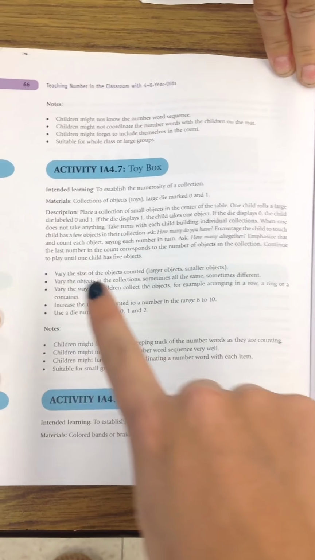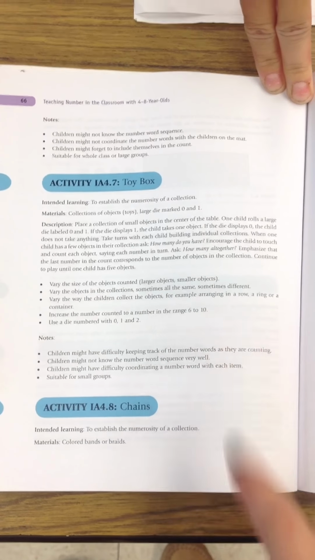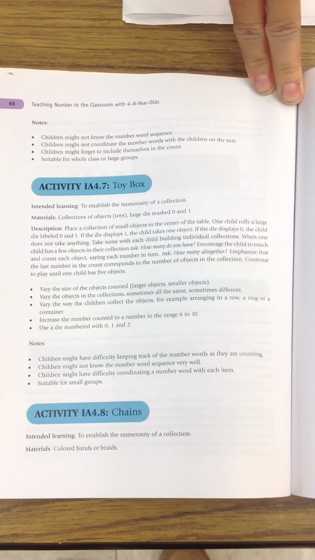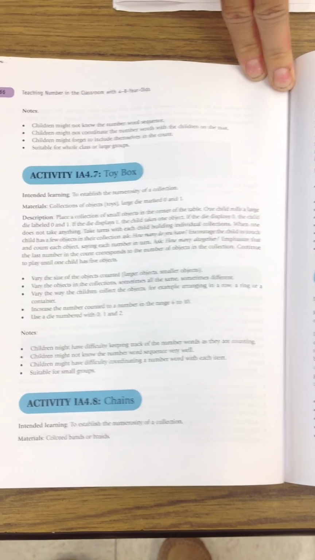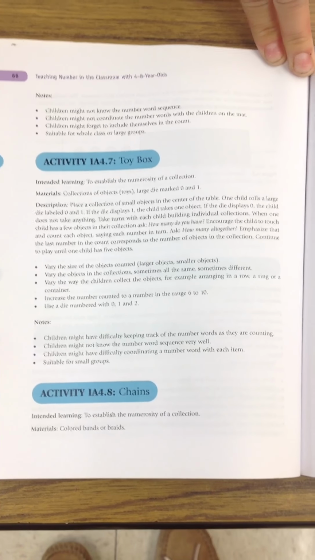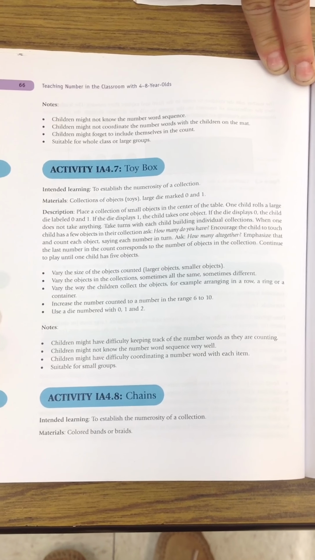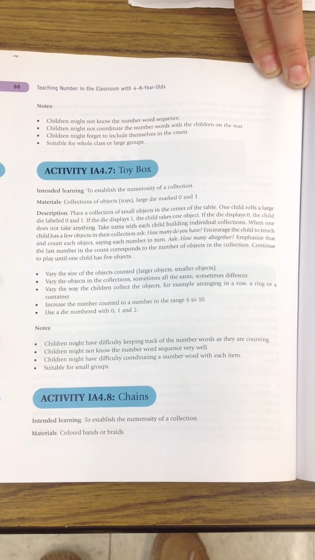Some things you can do to vary the game would be to vary the size of the objects, the color of the objects. You could also vary the kinds of objects that you have. And then if they get good with doing 0 and 1, you can move it up to 0, 1, and 2.